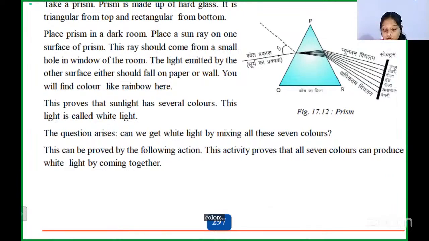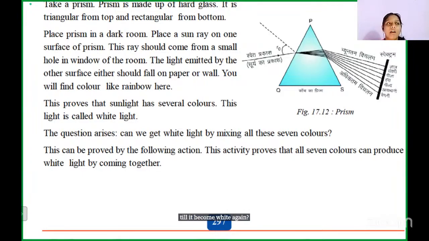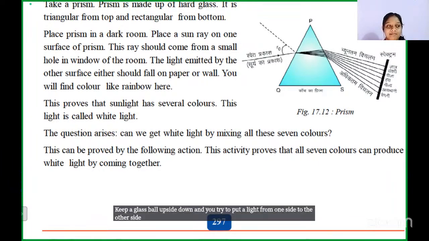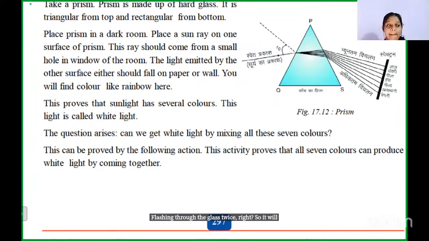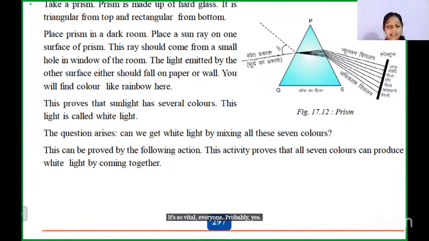If you pass a white light through one prism and then that light goes through another prism, will it become white again? Mm, I think so, Samir. I'm not sure. Keep a glass ball upside down and put a light from one side to the other side. It's passing through the glass twice, so it will be a white light again. Probably yes. You can try this out and let me know.